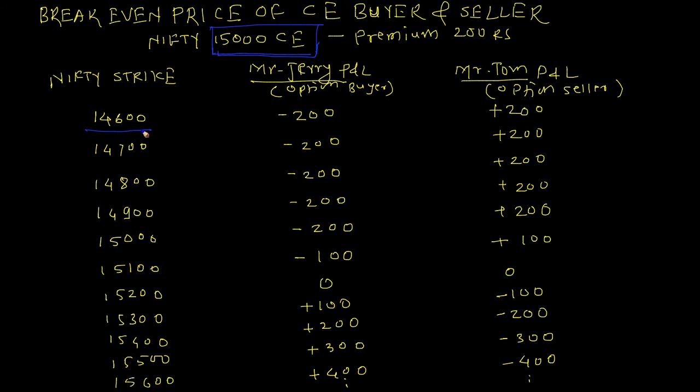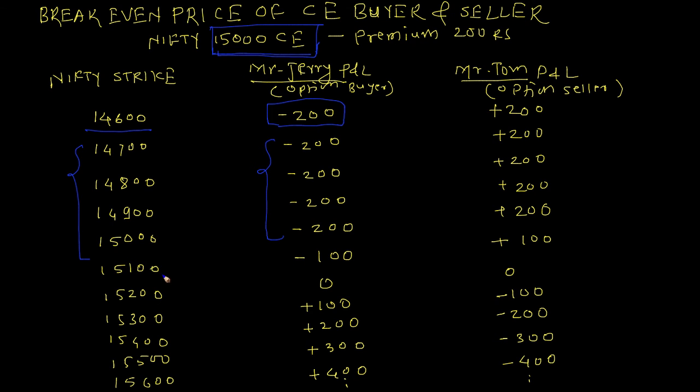So if I am getting Nifty for 14,600, why will I exercise my right and buy Nifty at 15,000? No, that means this coupon is of no use to me. I'm going to lose rupees 200. So for all the prices up to 15,000, I am having a loss, because I can buy Nifty for a lower price from the market. So why will I use this coupon and buy Nifty for a higher price? I will not do that. That means this option is of no use to me. I'm going to lose the premium of the option.